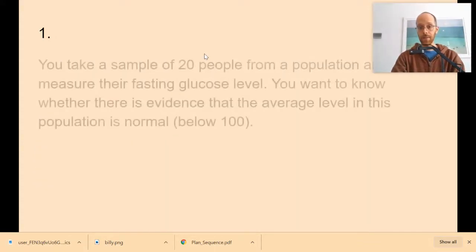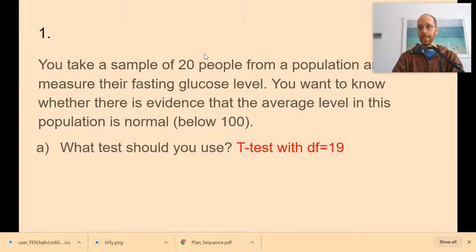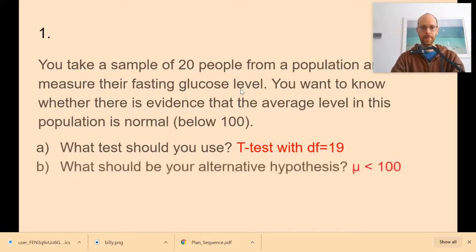And now for the answers. This is a t-test because we do not know the population's standard deviation, and we have one column of data. Your degrees of freedom are 19 because it is one smaller than the sample size of 20. Your alternative hypothesis should be that the population mean is below 100 milligrams per deciliter.